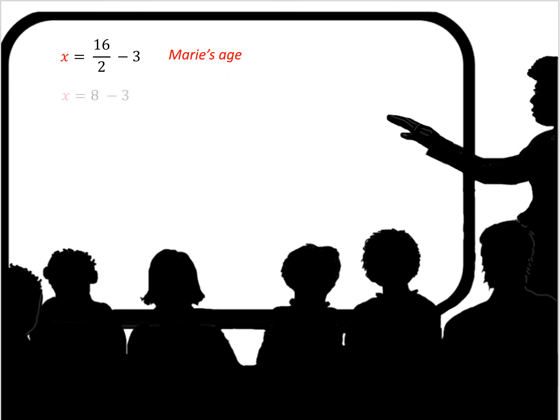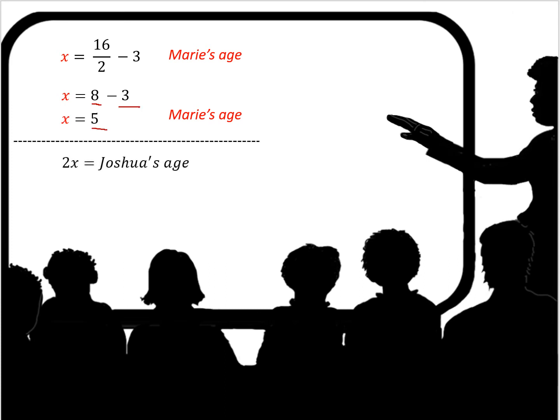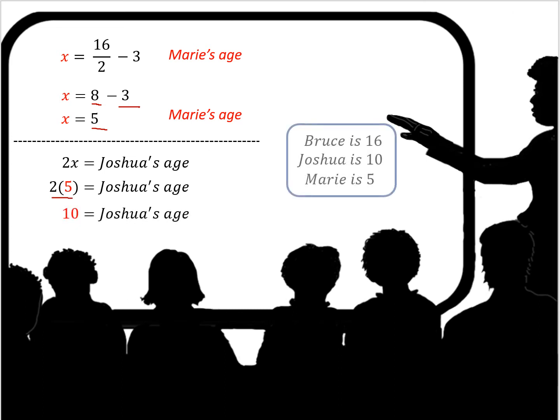So there's our equation again. We're looking for Marie's age. 16 divided by 2 is 8. 8 minus 3 is 5, so Marie is 5. And we know that Joshua is twice Marie's age, so 2 times x, 2 times 5, is Joshua's age. Joshua is 10. So Bruce is 16, Joshua is 10, and Marie is 5.